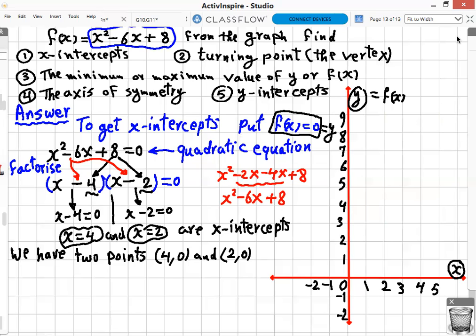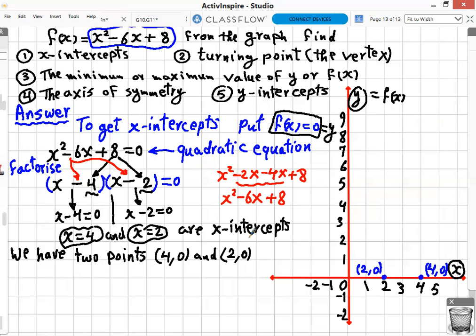Now we have the 2 points for x-intercepts. Here is one point. Here is the second. Then it will be 2, 0. And here is 4, 0.